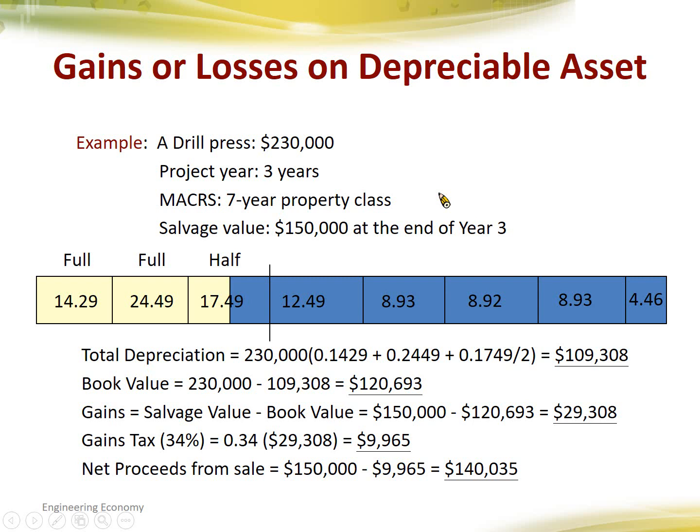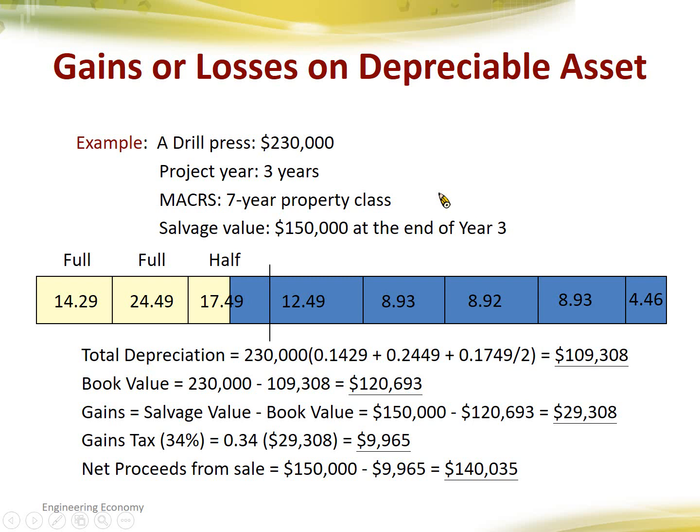This is the tax. So the net proceeds from the sale is not 150. It has to pay tax. So this is what we get from the salvage value. Okay. So later when we develop our cash flow for computing net present value, we need to go through this kind of computation. We need to be very precise on everything.